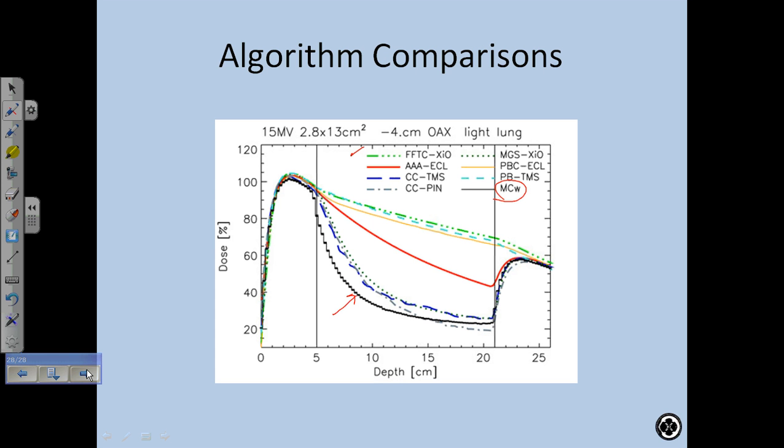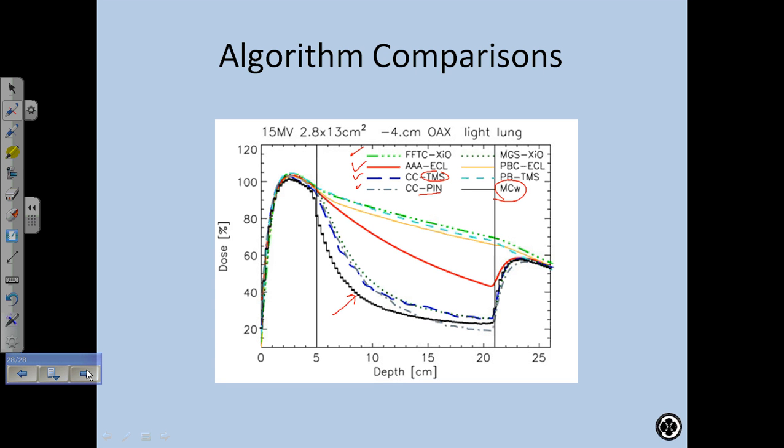Then let's look at this one, AAA. It's kind of in between. Not very good though. Look at the difference here. And here's collapsed cone. This is Pinnacle, collapsed cone. The blue one is coming pretty close to Monte Carlo, and I don't know what this one is. Oh no, this is Pinnacle. This one is collapsed cone, TMS. This might be another treatment planning company that I'm not familiar with. Maybe it's supposed to be CMS. No, because CMS doesn't have a collapsed cone. So it's collapsed cone by somebody else.